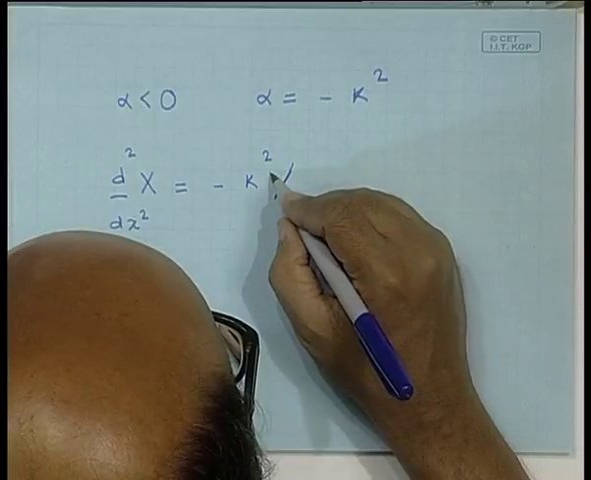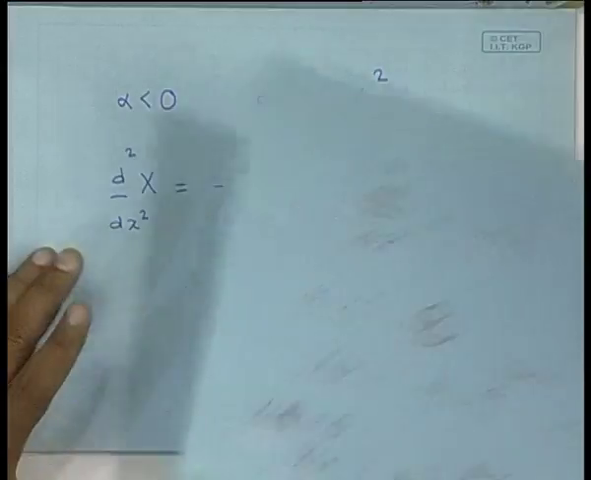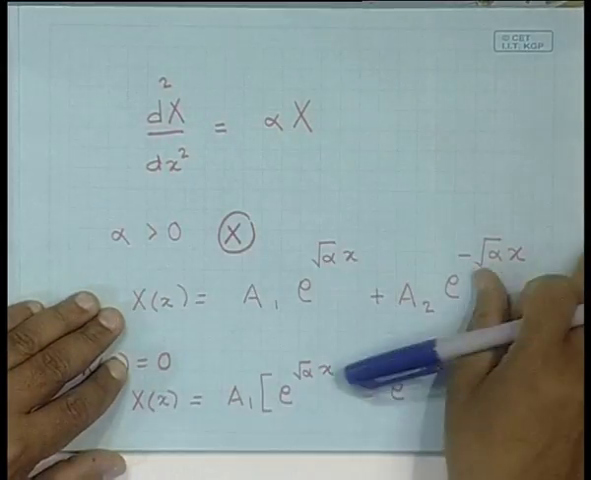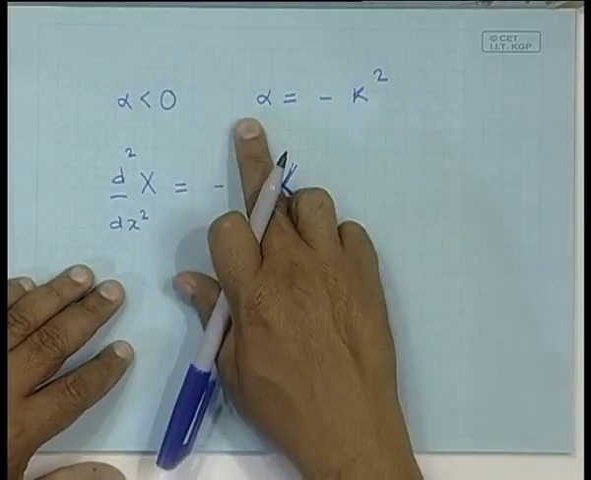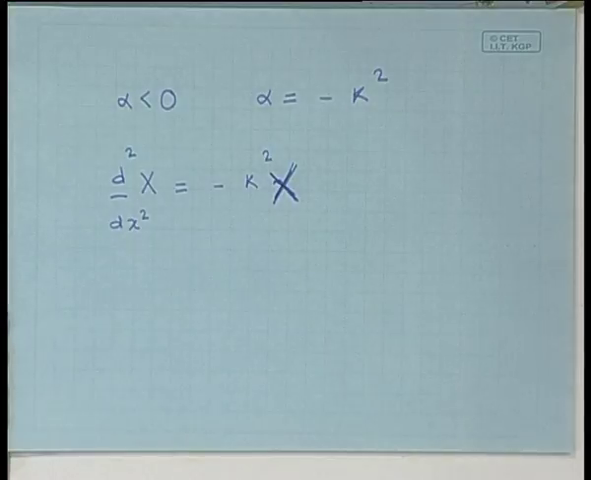So, this is the differential equation governing capital X, the x dependence, the same equation, just that I have replaced alpha by minus k square. Now, this differential equation is quite familiar to all of us. We discussed it right in the first lecture of this course, and it is quite clear that this is the equation governing the simple harmonic oscillator.